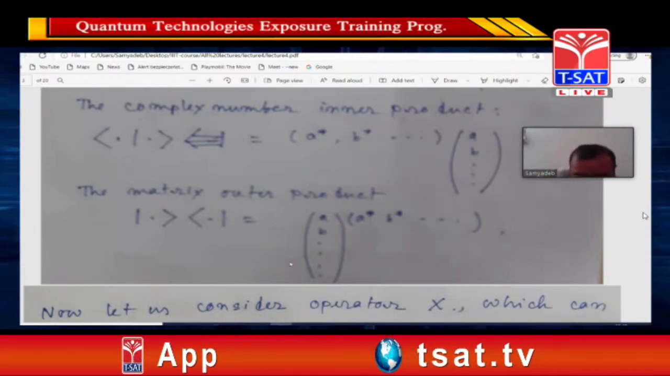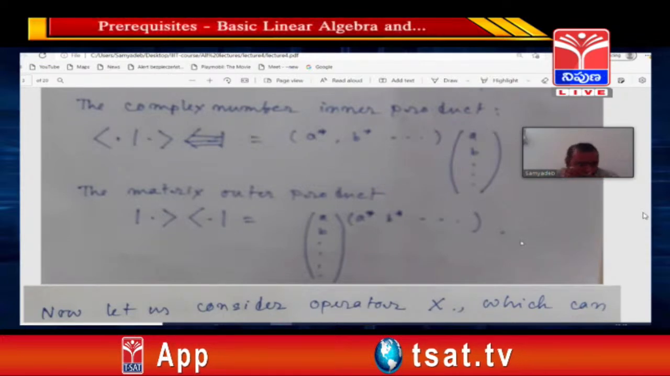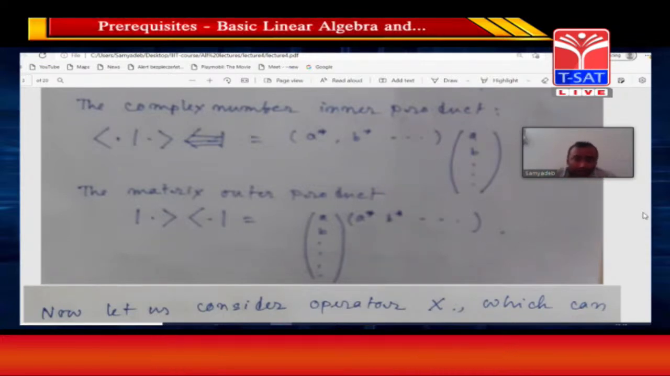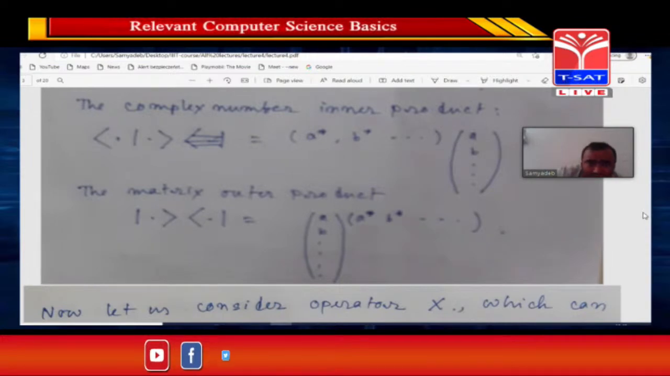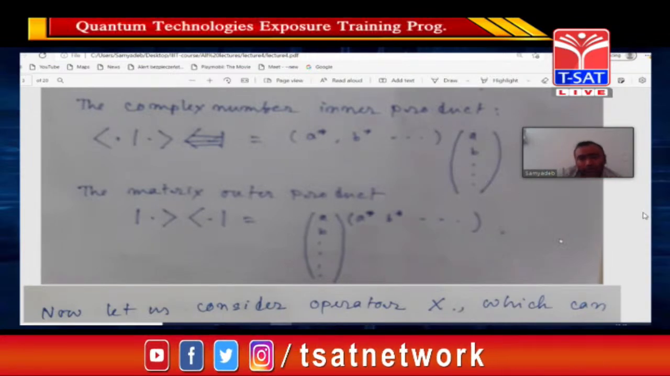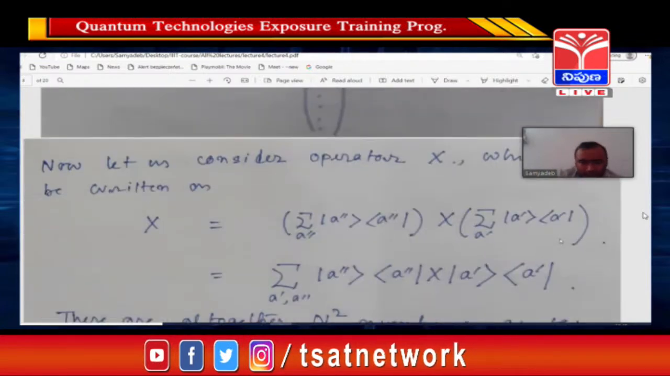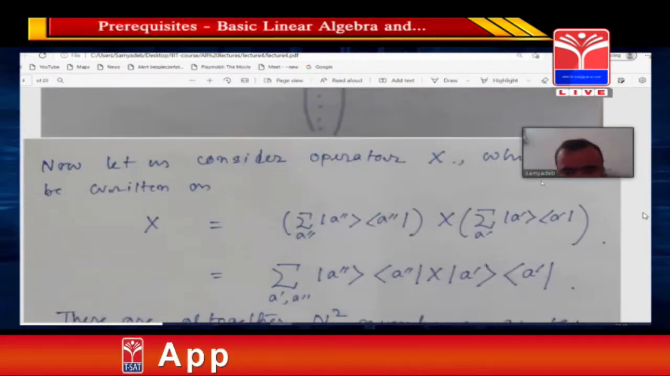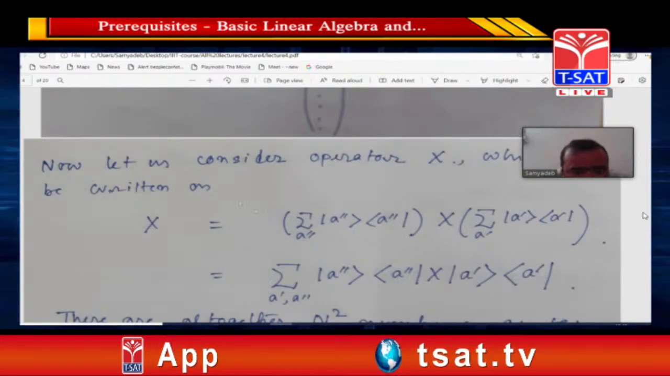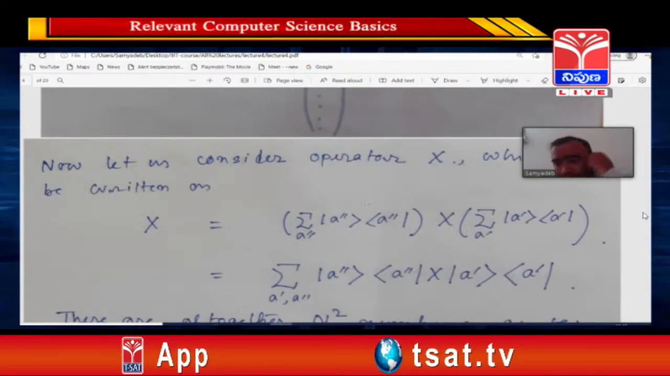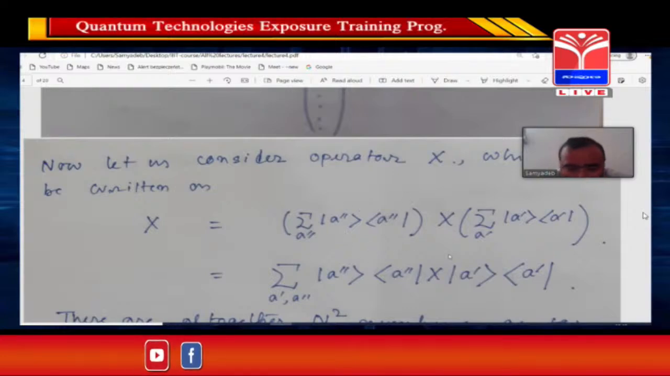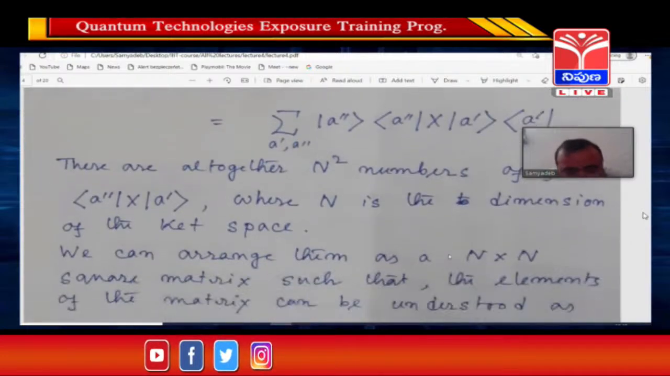And as you know, this gives you a representation of a matrix. So if these vectors are n-dimensional, this matrix will be a square matrix of n cross n elements. So any operator can be represented by these sort of outer products and all that. So all these will be discussed later.